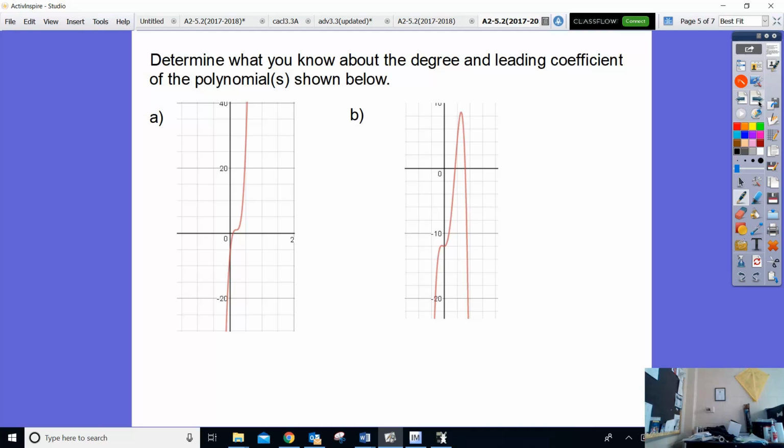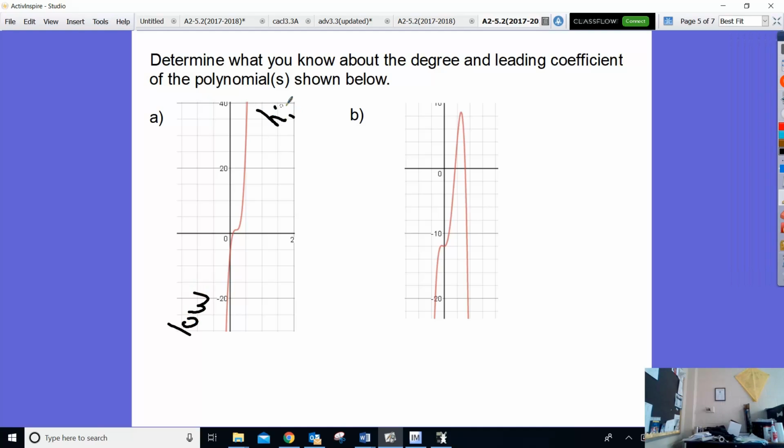All right, determine what you know about the degree and leading coefficient of the polynomial shown below. Just focus on end behavior. That's what you know so far. How does example A start its day? Low. How's it finish? Now look at the notes you just took. What starts low and ends high? An x to the odd. Is it a positive x to the odd or a negative x to the odd? It is a positive x to the odd.